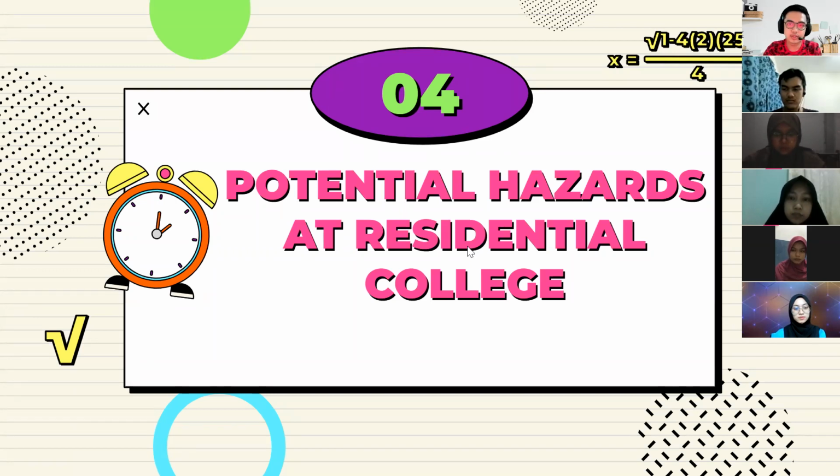All right, so next we are going to proceed with the potential hazards that will be available at the residential college. So we will start with living rooms.